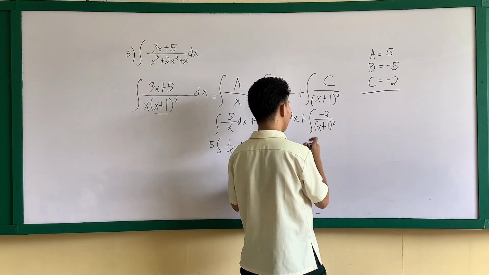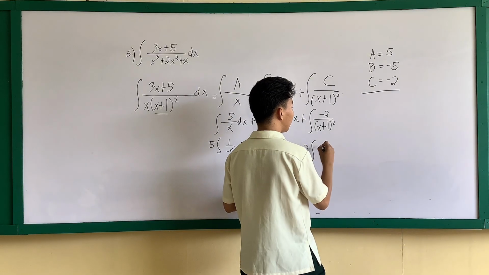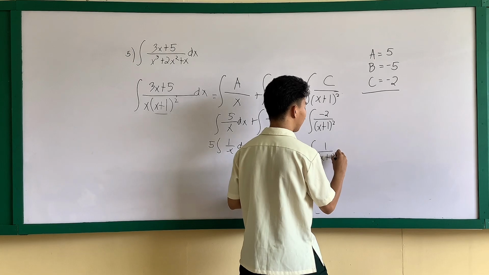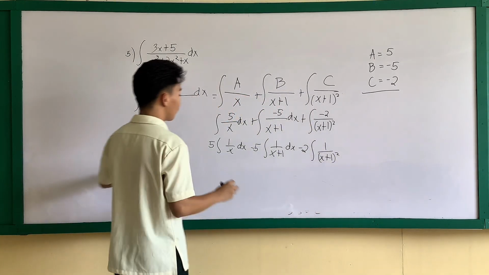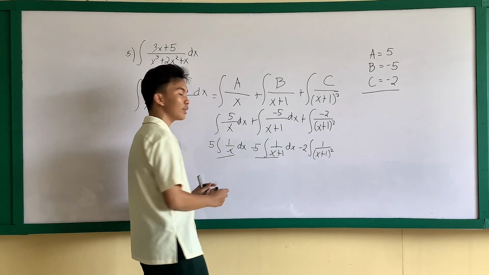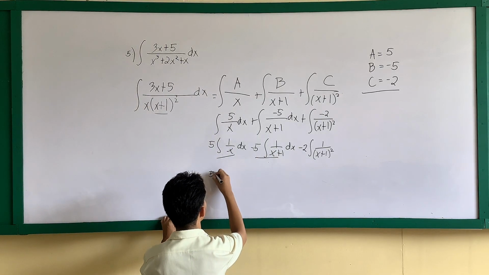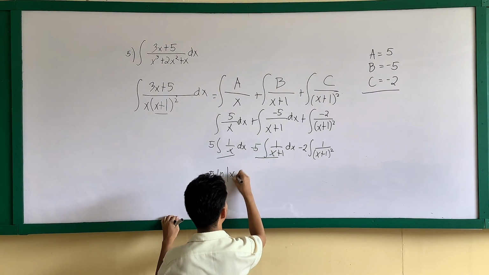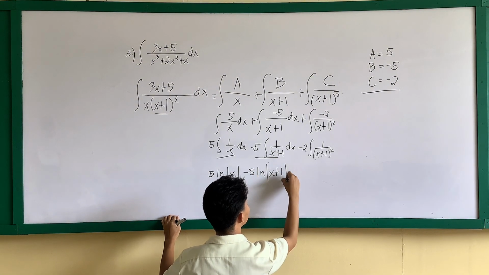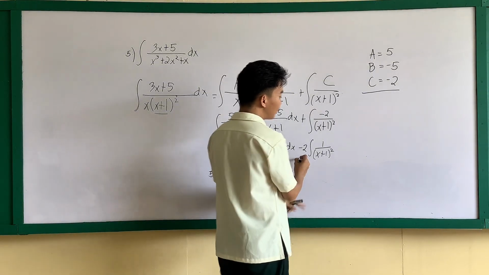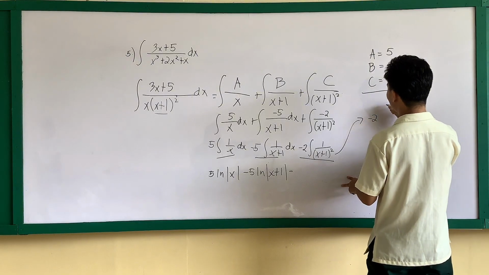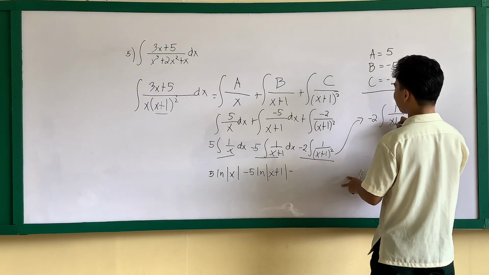Since it's negative also, so it's going to be negative. So 1 over x plus 1 squared. So here, as you can see, pwede natin i-apply dito yung natural log function. So 5 ln the absolute value of x minus 5 ln the absolute value of x plus 1 minus. So dito, gagamitin natin, integral natin siya. So negative 2, 1 over x plus 1 squared.